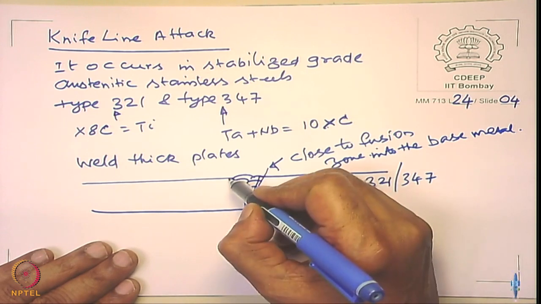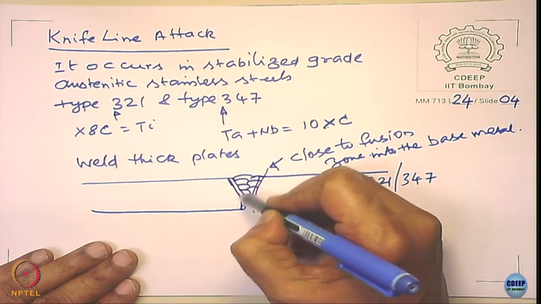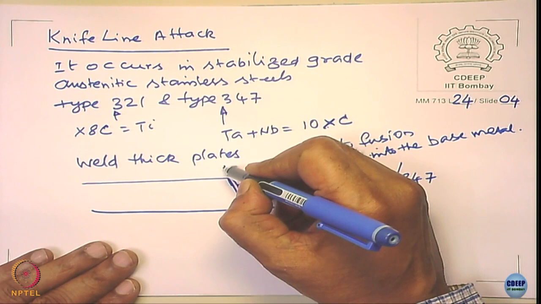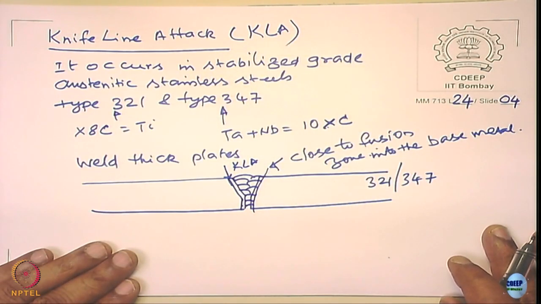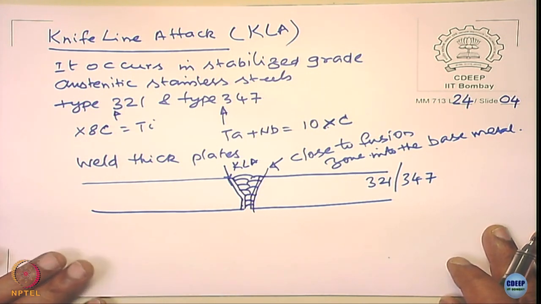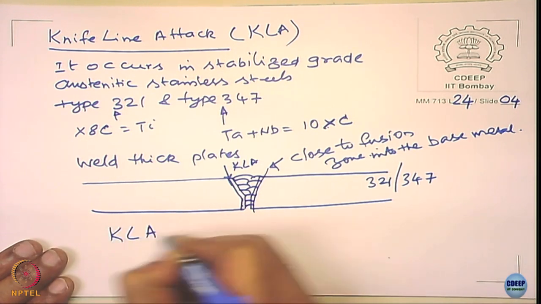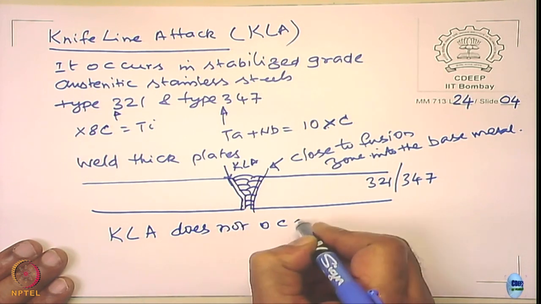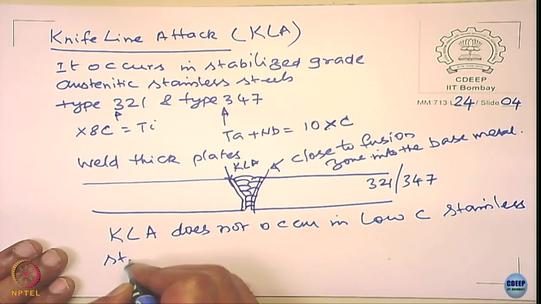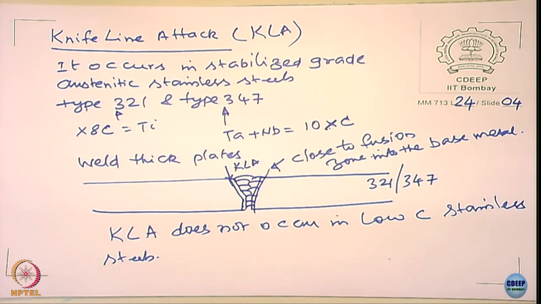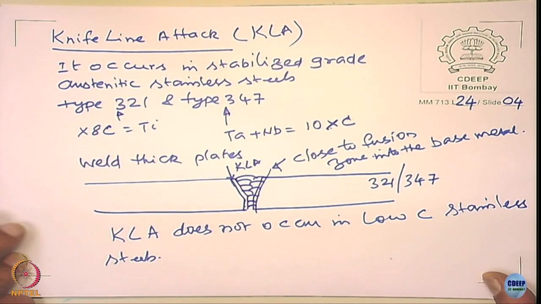So, at the base metal side, very close to this, it happens. This is called KLA. Very close, it happens. Very interestingly, KLA does not occur in low carbon stainless steels. We need to understand this. And please notice, they do not occur at the regular heat affected zone that happens in a normal 3-4 stainless steel. It occurs very close to the fusion zone in the base metal. Why does it happen?